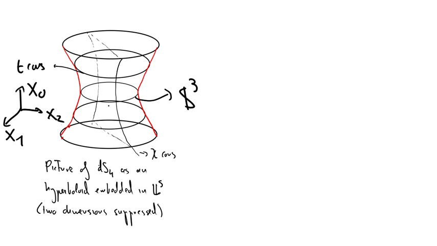Right. And now, once we have this visualization, we want to learn about the global causal structure of this solution. And so we will perform a similar procedure as the one we did for Minkowski spacetime. Remember what we did in the case of Minkowski spacetime. We found a conformal embedding of Minkowski spacetime into Einstein's static universe. So, next we are going to do something similar in the de Sitter spacetime.